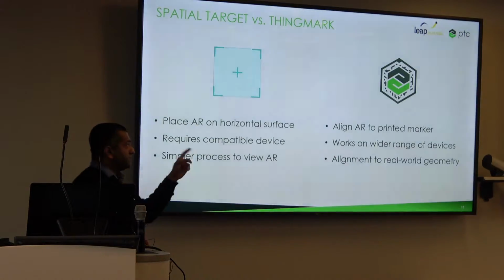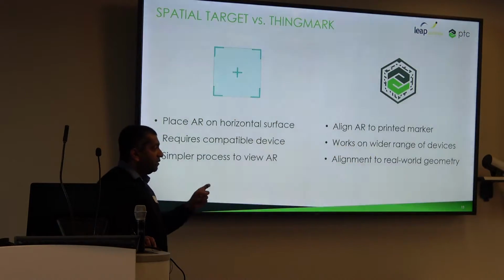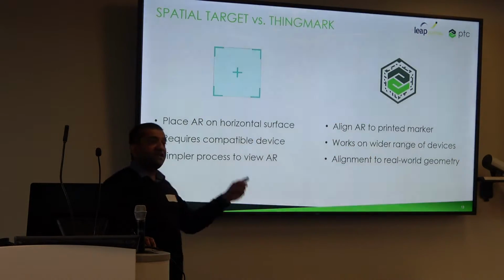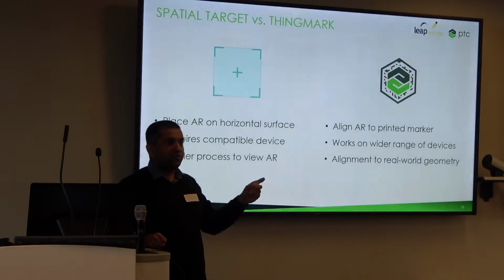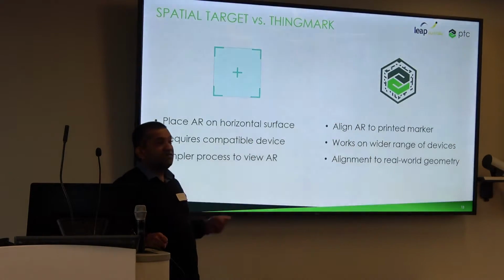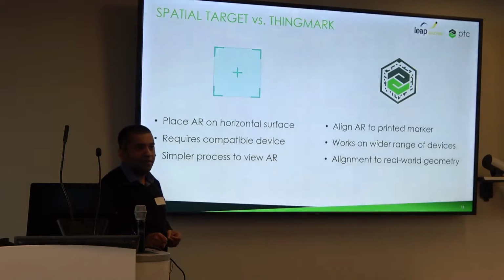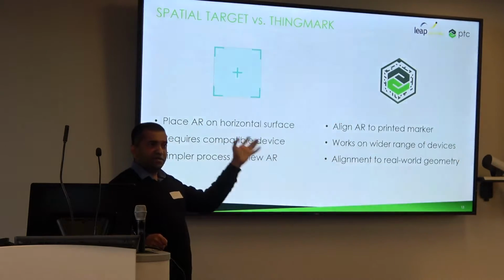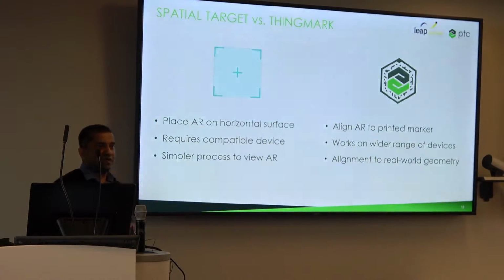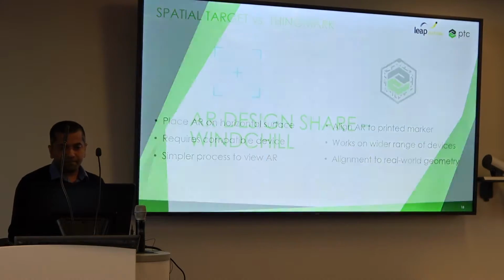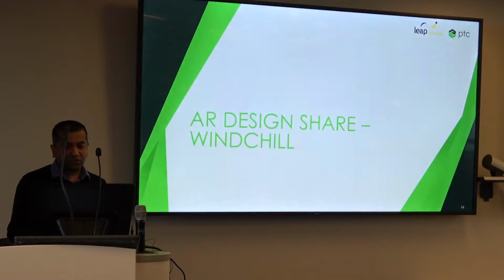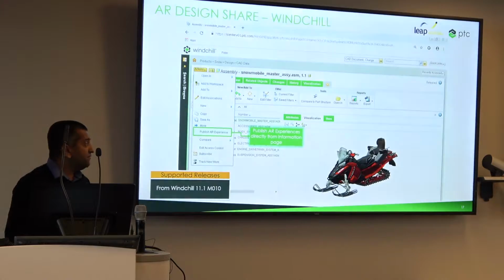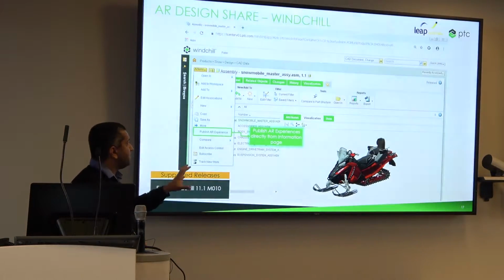Another good thing about ThingMark is if somebody wants to lay out an AR experience on a physical model, superimpose a model onto a physical model, of course ThingMark is the way to go. So in 1:1 scale, if you want to superimpose that model, we can use the ThingMark. I'll show you a little bit in my actual demo. So with the AR design shape with Windchill, it's exactly the same feature. It works exactly the same way.